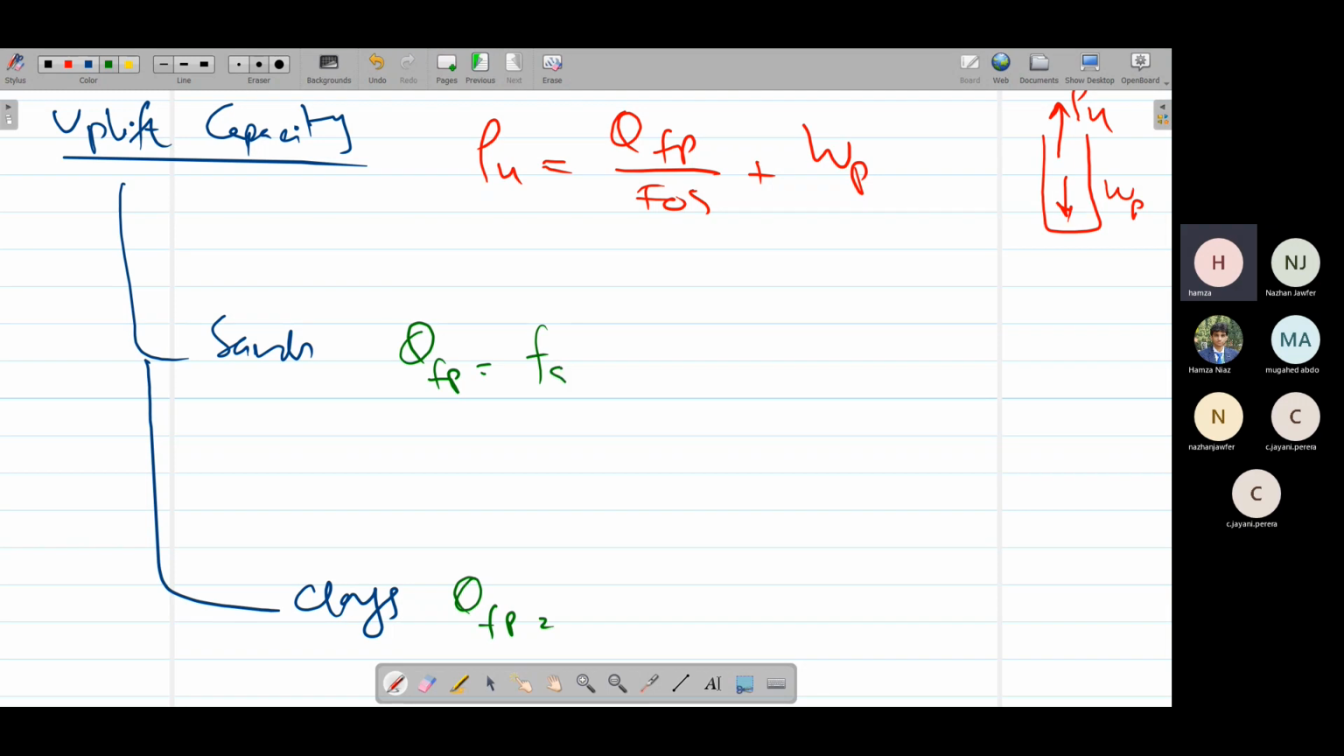QFP is Fs times As. Only the skin friction is going to be used because the pile is moving upward, so no resistance would be required from the base. So Qb value is 0 in this case.